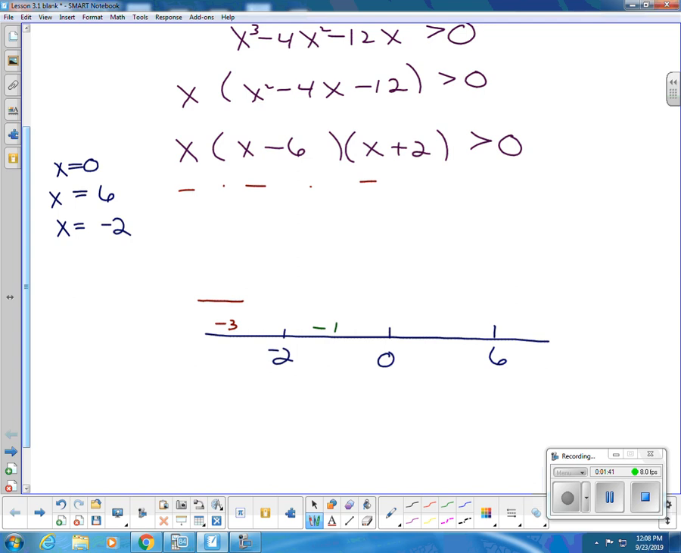And let's try -1. -1 outside is still -1. -1 minus 6 is -7. -1 plus 2 is a +1. So that gives me a positive region. Does everyone understand where I'm getting these positives and negatives? Yes? Ask questions if you don't.